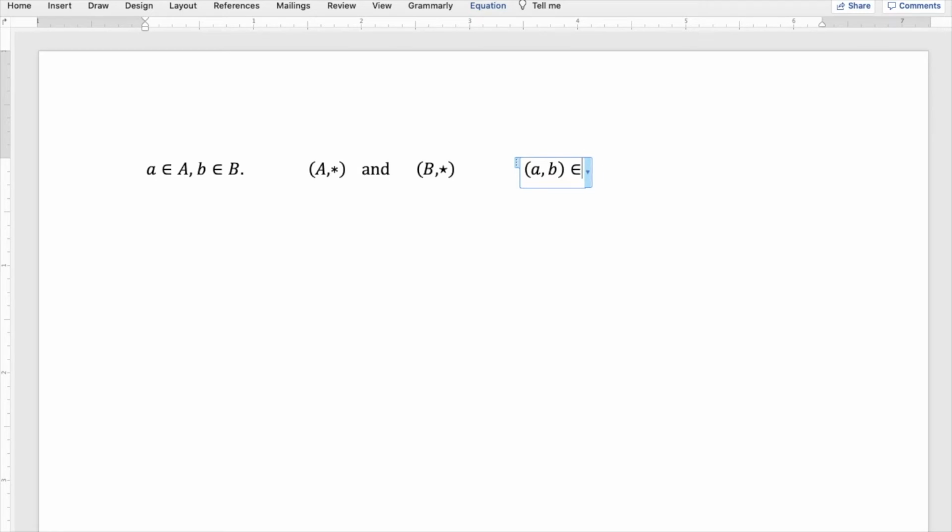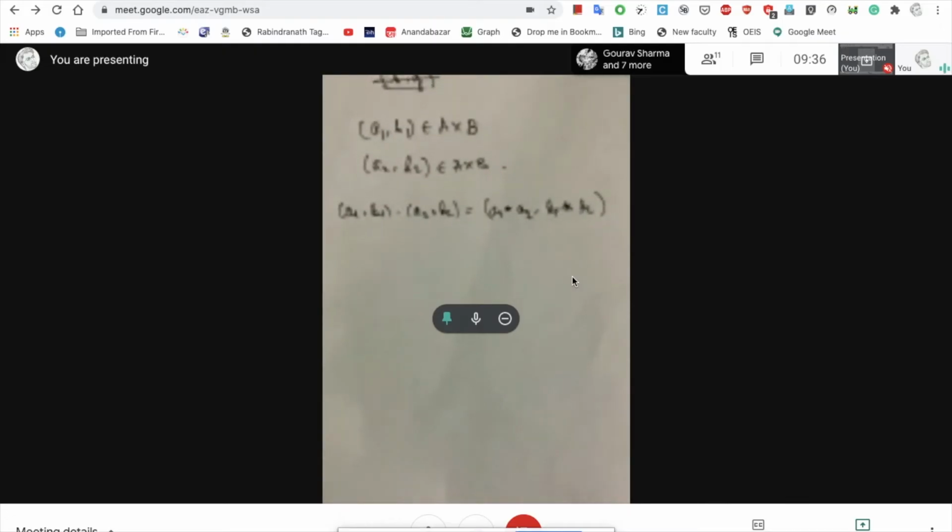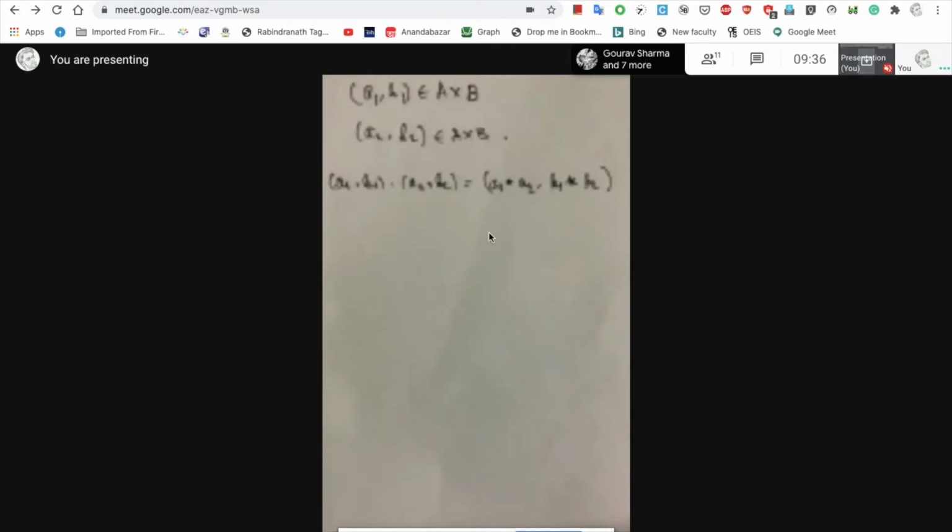Okay, these are elements in G. G is A times B. This is your G. Now I want to define something on G. So yes, (A1, B1), (A2, B2).